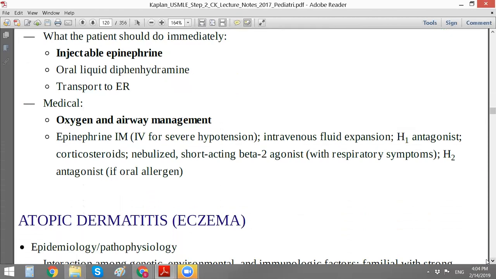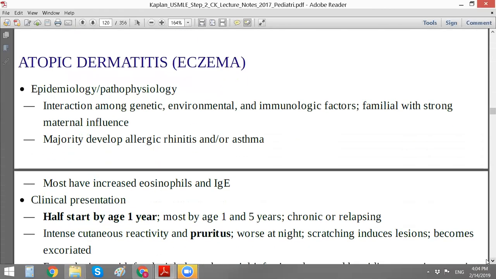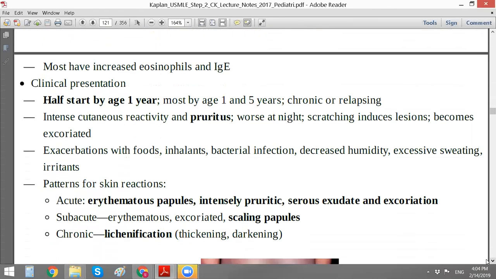Then we have atopic eczema, atopic dermatitis. It starts by age 1, most by 1 to 5, and is chronic and relapsing with intense cutaneous reactivity and pruritus that worsens at night. Scratching induces lesions that become excoriated, with excessive sweating and irritants. Exacerbations occur with food, meals, vaccines, infection, and decreased humidity. Findings are erythematous papules, intensely pruritic, serous exudate, excoriation. Lichenification is thickening and darkening.